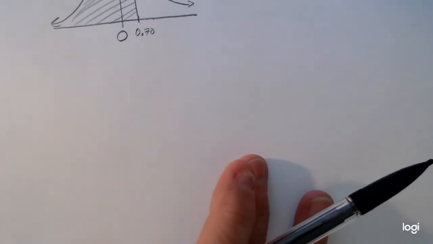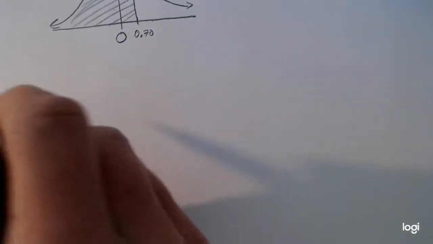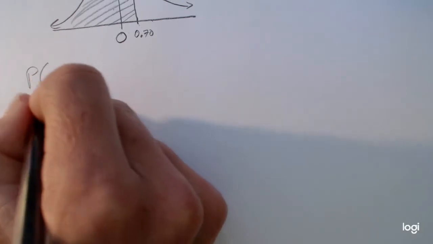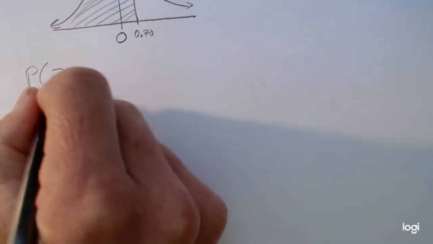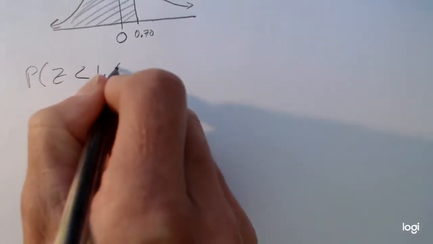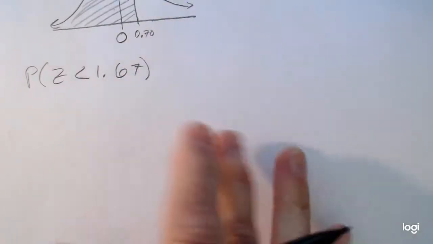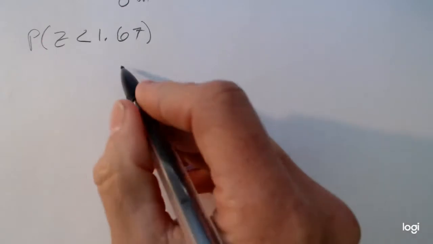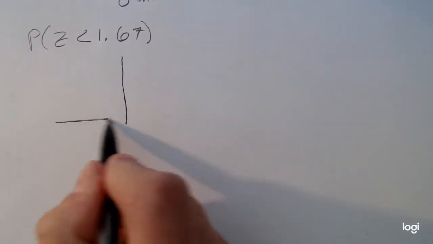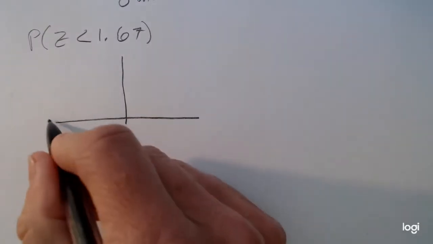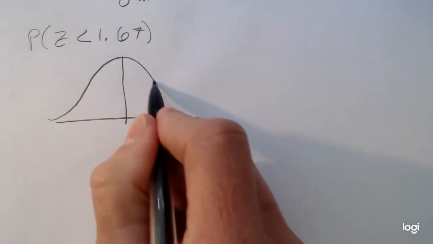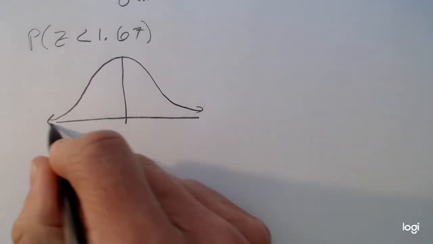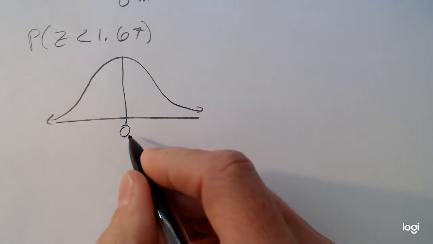Now let's find the probability that z is less than positive 1.67. All right, again, I'm above 0, so I want to sketch something reasonably bell-shaped. My best interpretation of the standard normal distribution, putting 0 in the middle.